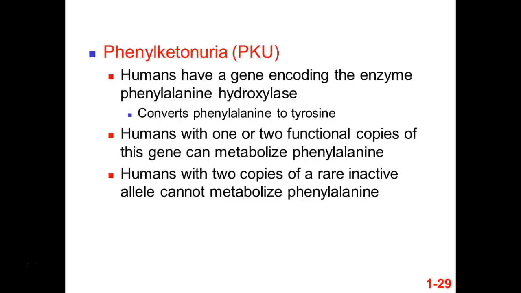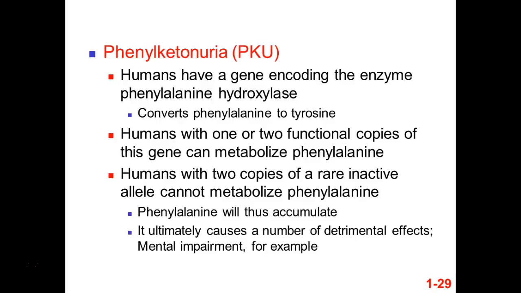So think about it. If you can't convert phenylalanine into tyrosine, what's going to happen if you keep eating it? You're going to accumulate it, and you're going to end up with too much phenylalanine. That's going to create problems, and not good problems. It can cause mental impairment, for example. But again, this is a relatively easy fix with diet. Just don't eat too much of it.